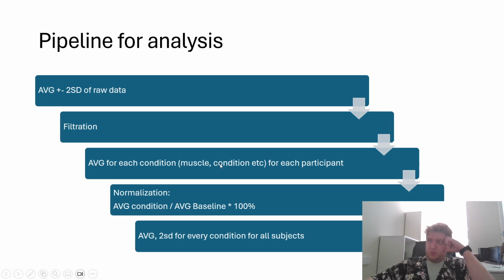Then we need to make averaging for each condition. For example, in our case this is muscle, but this could be tDCS stimulation, for example, or side of the neck, etc. Then we do normalization, and this is the crucial point. We take one condition, for example visual first, divide by the average of the baseline, then multiply by 100%, just by 100. And then we average this across all participants.